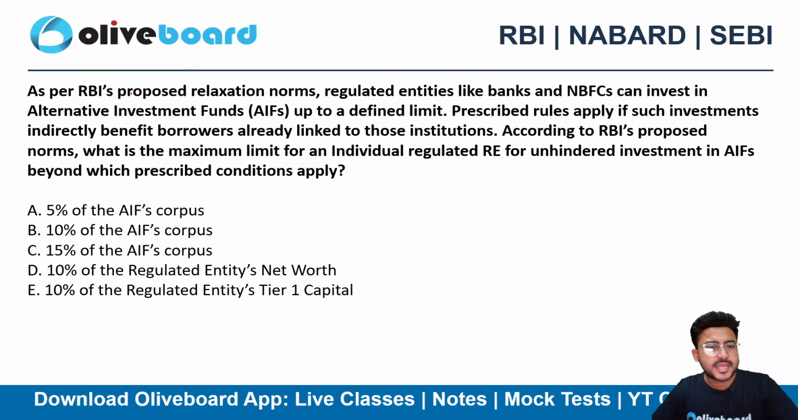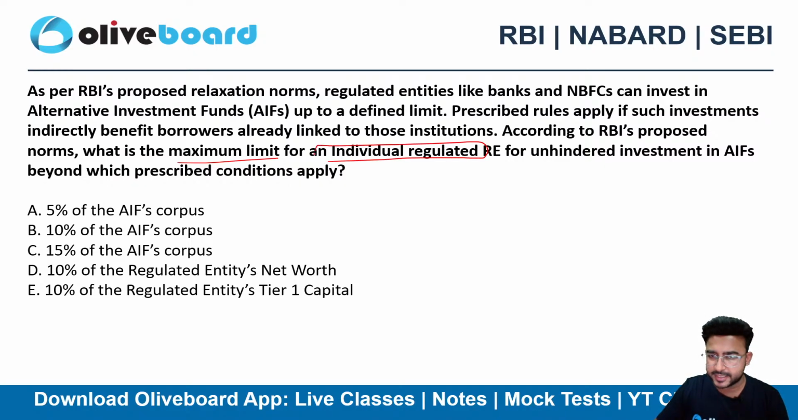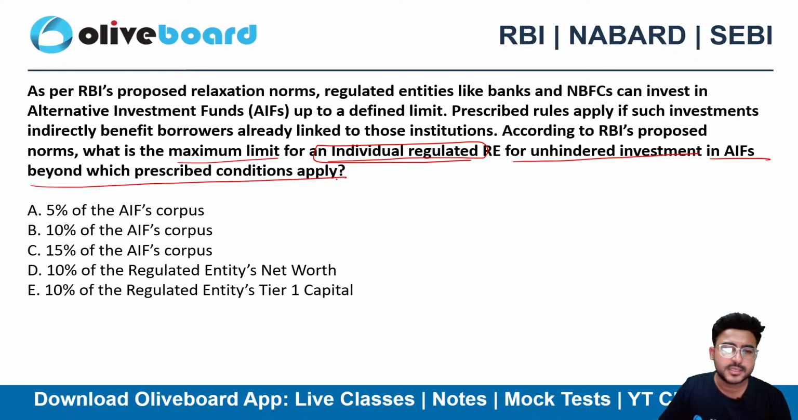Next, as per the RBI proposed relaxation norms, regulated entities like banks and NBFCs can invest in alternate investment funds up to a definite limit. The prescribed rule applies if such investment directly benefits the borrower already linked to the institution. According to the RBI's proposed norms, what is the maximum limit of an individual regulated entity for unhindered investment in AIF beyond which prescribed conditions apply?